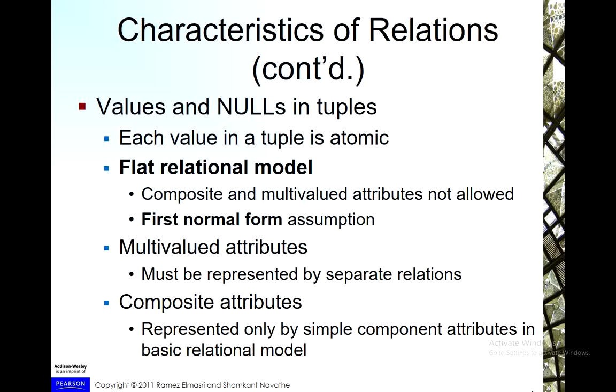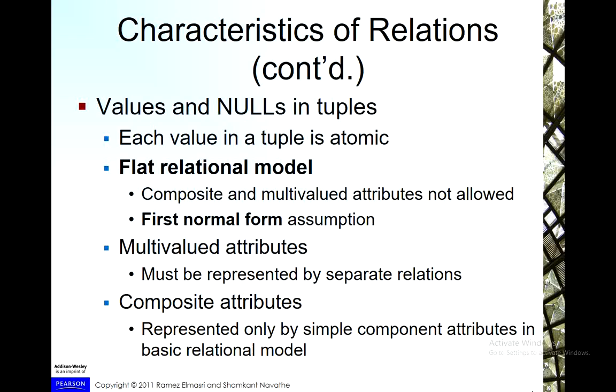Also, multi-valued attributes can be represented by separate relations. If we have a multi-valued attribute, like color, for example, the color of a car, and then I happen to have a car that has many colors, white, black, and red, the car is painted with 3 different colors. So what will be the value of that attribute? It will be 3 different colors: black, white, and red.